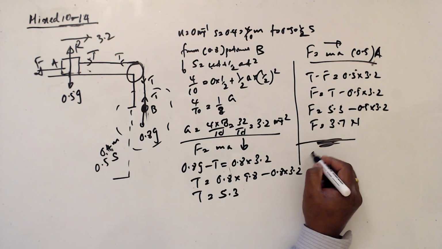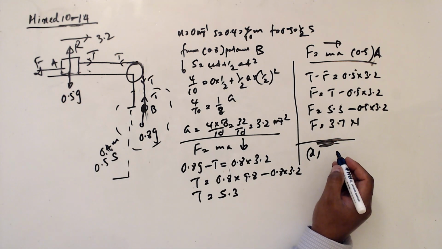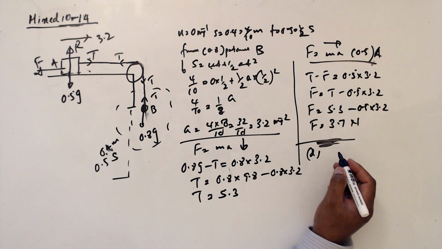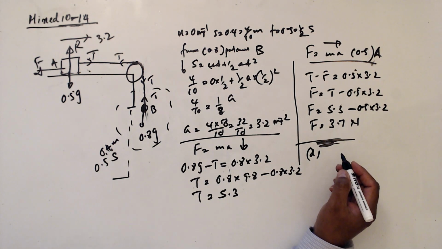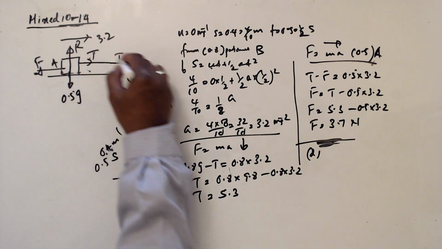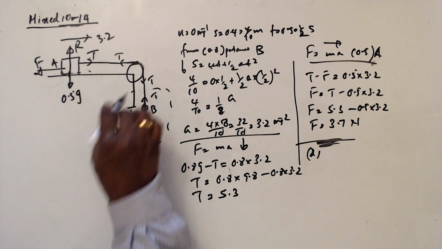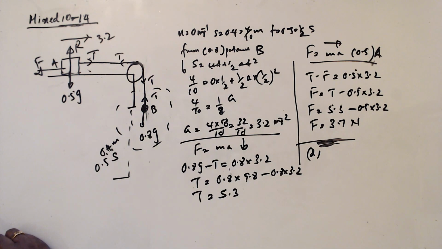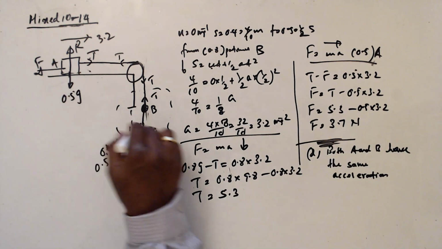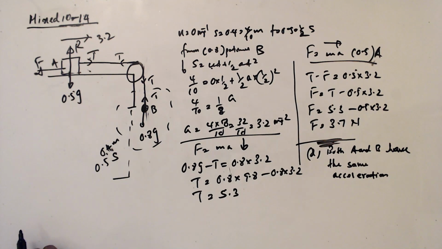And part D is: state how, in your calculation, you have used the information that the string is inextensible. So the assumption is both particles have the same acceleration. That's the assumption. Both A and B have the same acceleration due to the inextensible string.